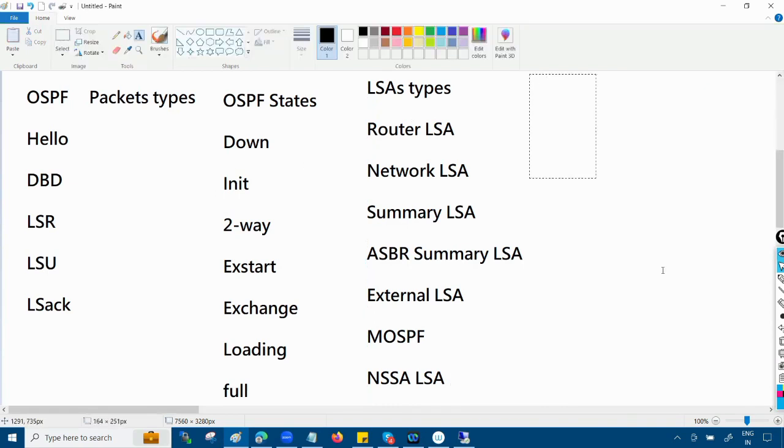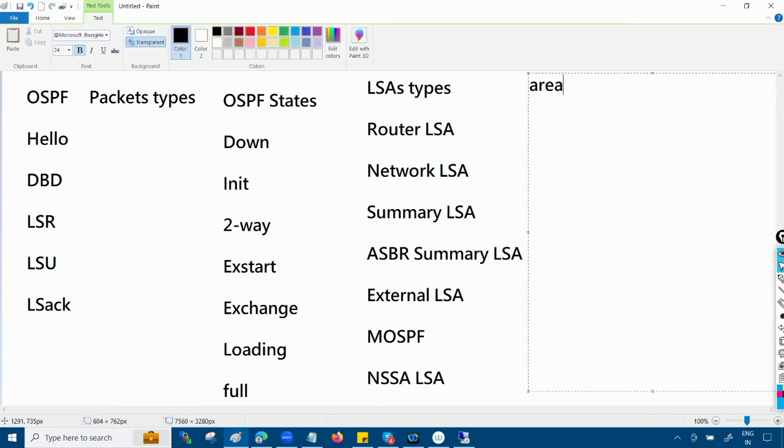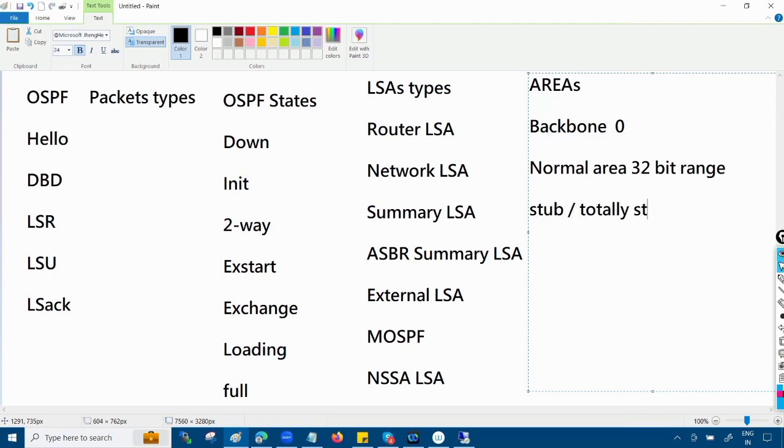So these are the LSAs we have. Now I will look at the areas part. In OSPF, we have the backbone area, which is reserved for area 0. Then we have a normal area, any area in the 1 to 32-bit range. You can make a special type of area like stub and totally stub to block some particular kind of LSA based on your requirement. Then we have NSSA and totally NSSA.